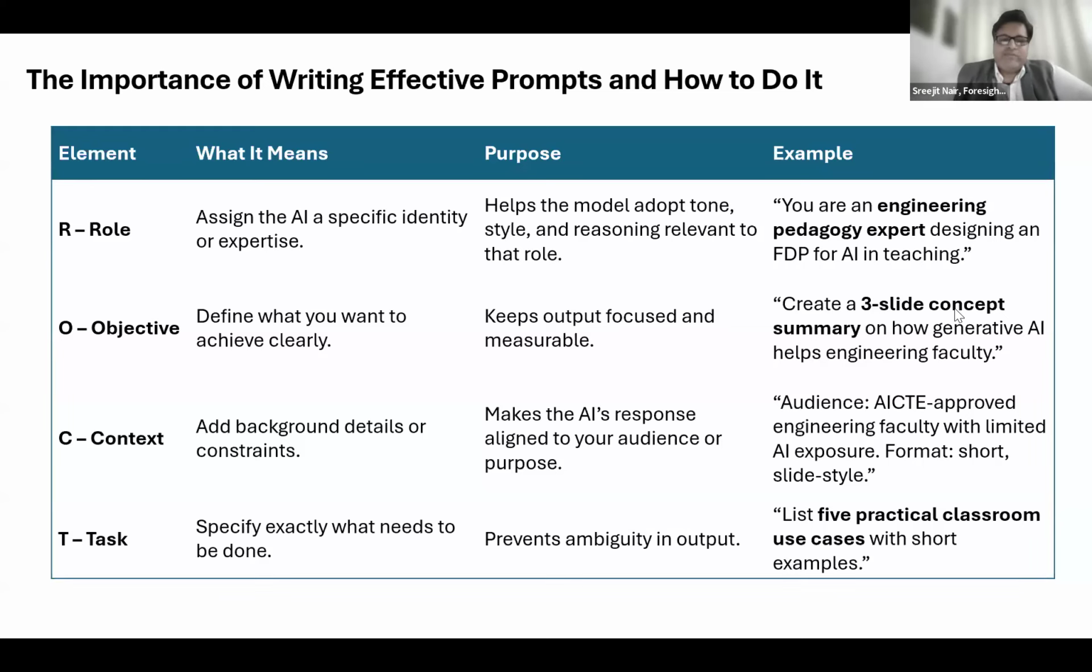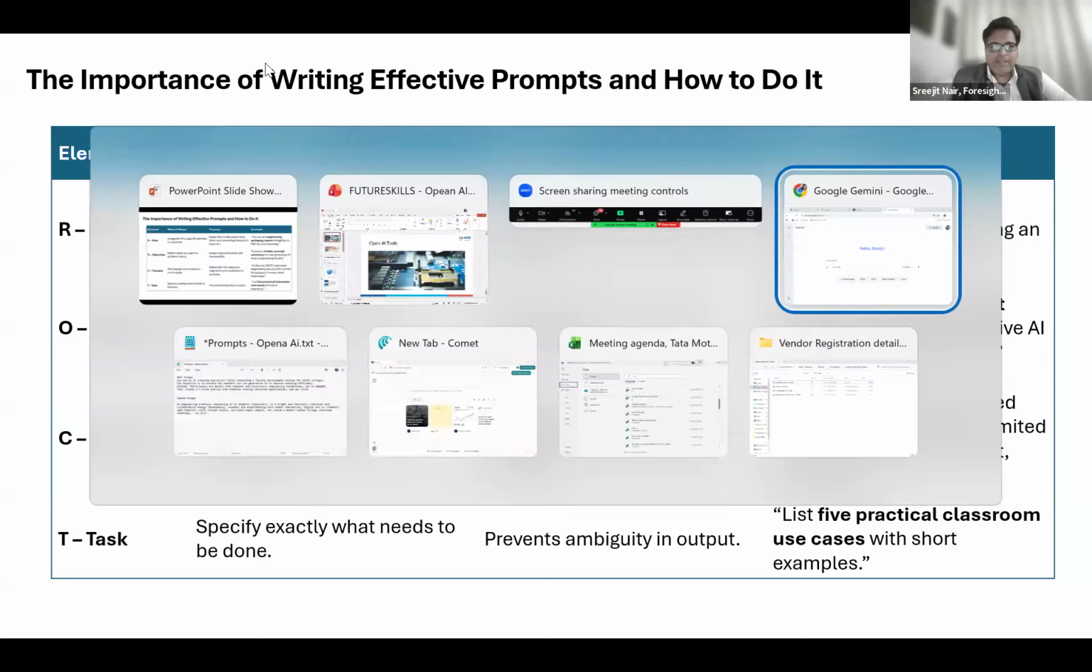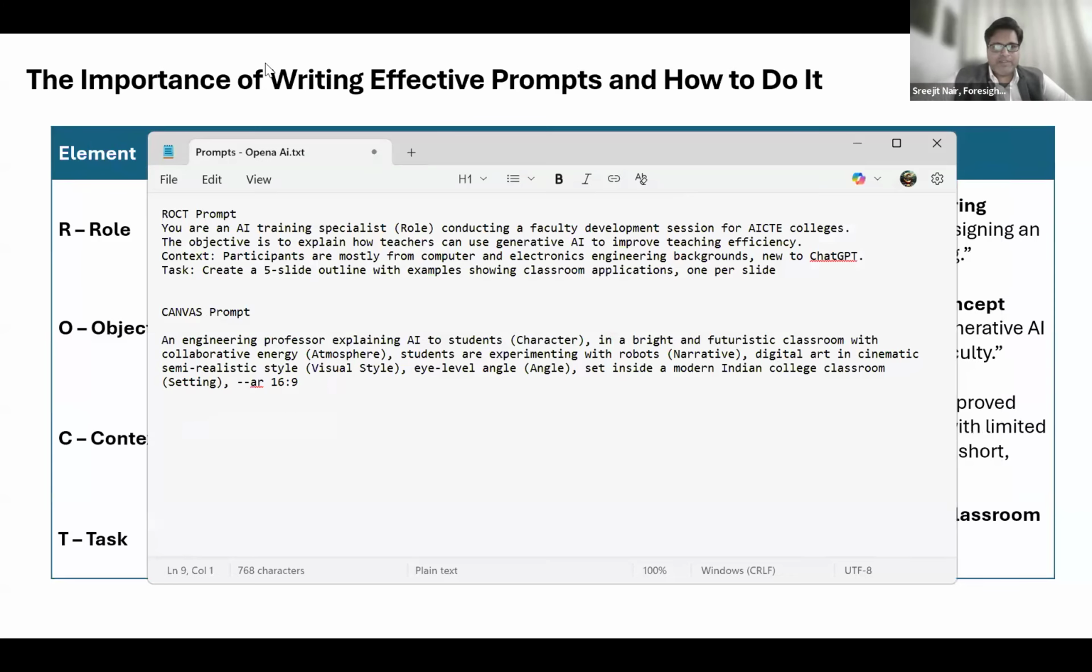Here, the task is what exactly you need to do. So the idea is to give a clear understanding of what exactly you want it to achieve. The example is: list 5 practical classroom use cases with short examples. Exactly what you want, you can ask it to do that. So I'll just use this particular prompt.